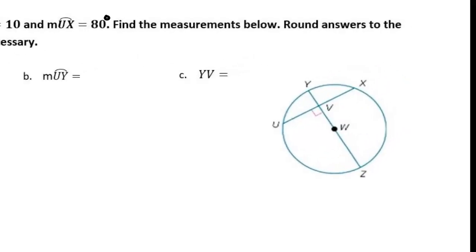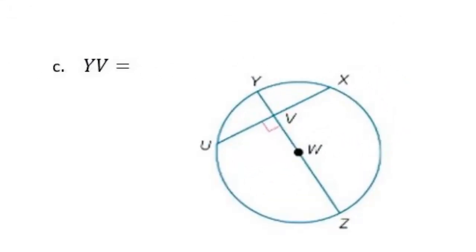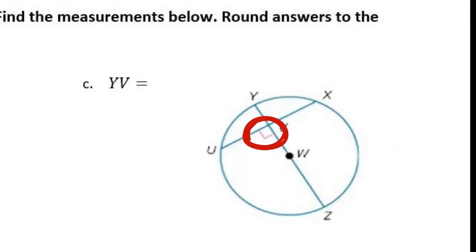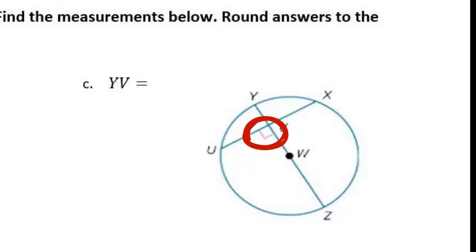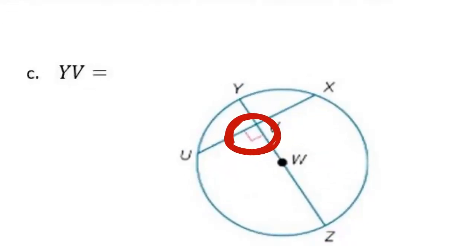So when I look at circle W, the first thing that catches my attention is this right angle marking right here. What would we call segment YZ in the circle? That's a diameter. When a diameter or a radius makes a right angle with a, what is this guy? A chord. When a diameter or a radius makes a right angle with a chord, it bisects the chord. It cuts it in half. It also cuts the arc that that chord is intercepting in half.